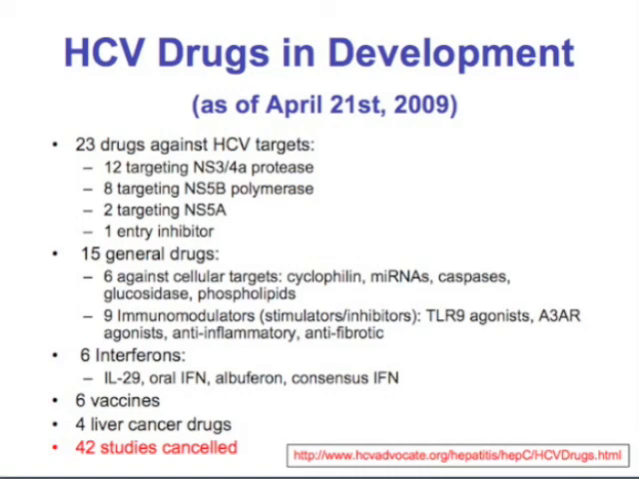There are a number of drugs targeting the NS5B RNA polymerase. There are 2 targeting NS5A, and there are some hitting other steps of the virus life cycle that we talked about, including virus entry.